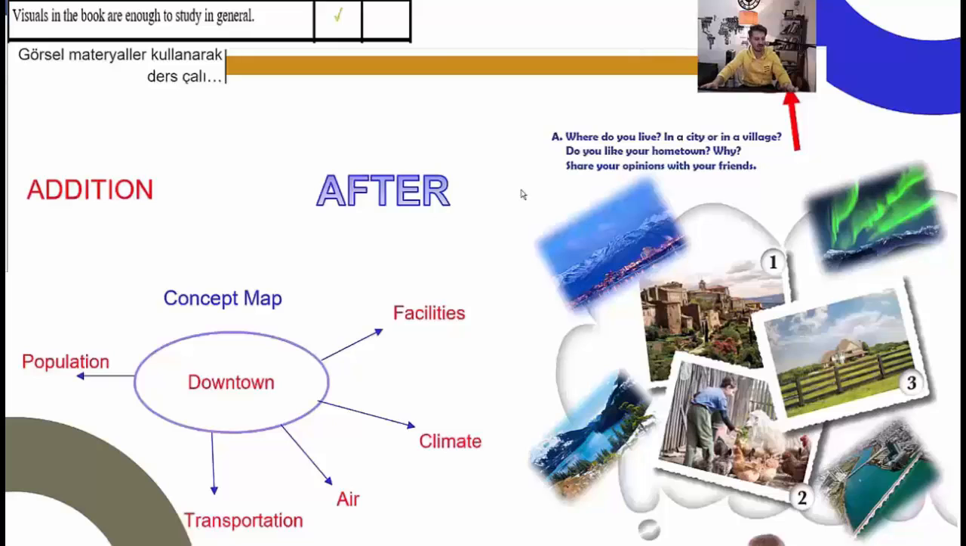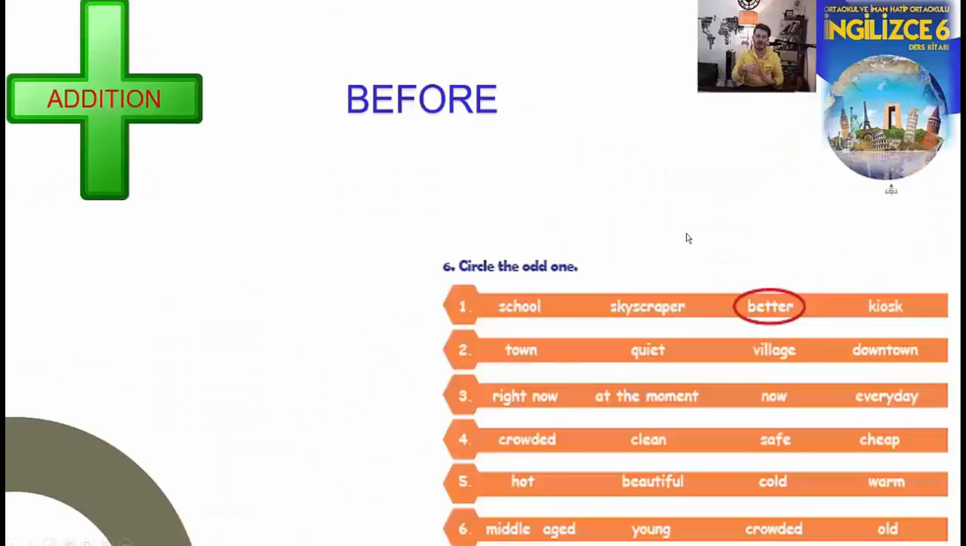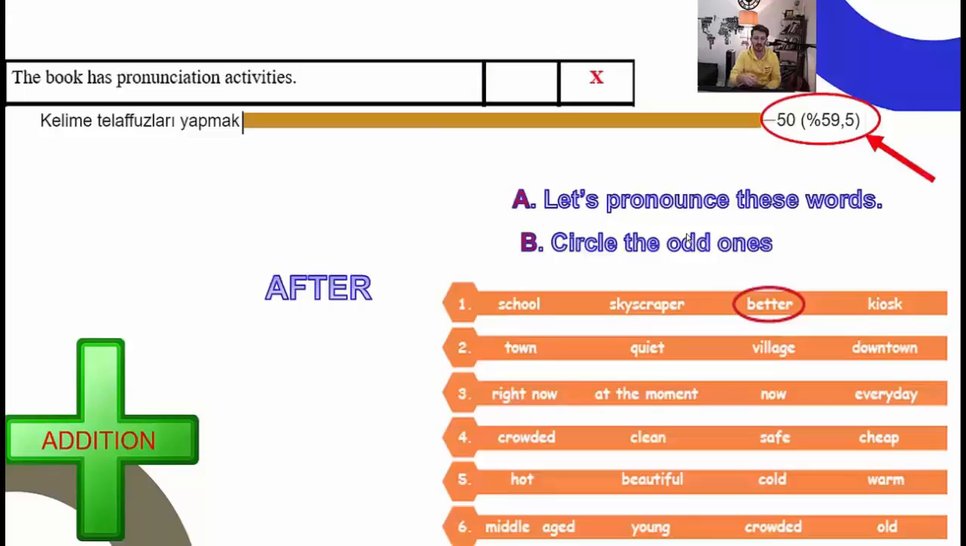Now, this is the second one. I want you to look at the activity. It is so simple and not challenging. But in after stage, according to our research, our book doesn't have pronunciation activities and we know that 60% of the students want to do pronunciation activities. So I changed this activity by adding a pronunciation activity. Firstly, they will pronounce these words, then they circle the odd ones. And in this way, this activity will be more challenging and better.